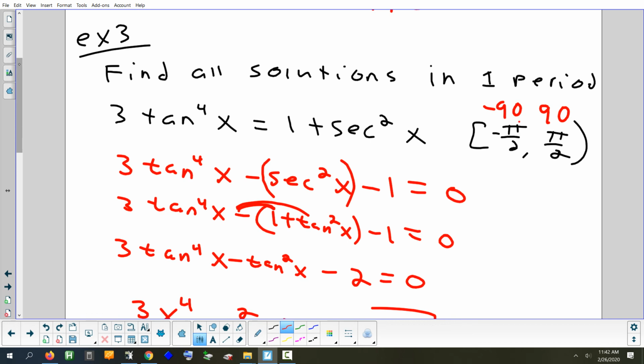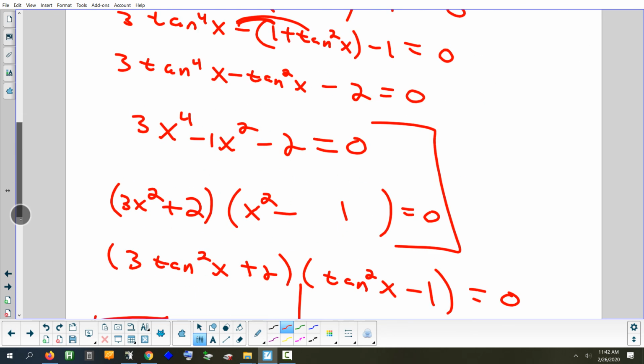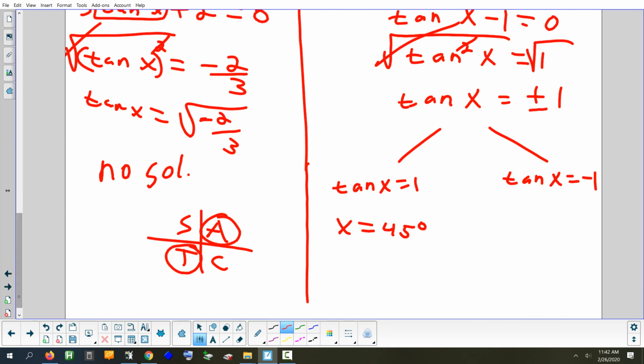They said to justify the answers from negative 90 to 90. So for whatever reason, they don't want the 225. You don't have to write it down. It's good that you know how to find it in case they did want it, but they don't. Any question on that?